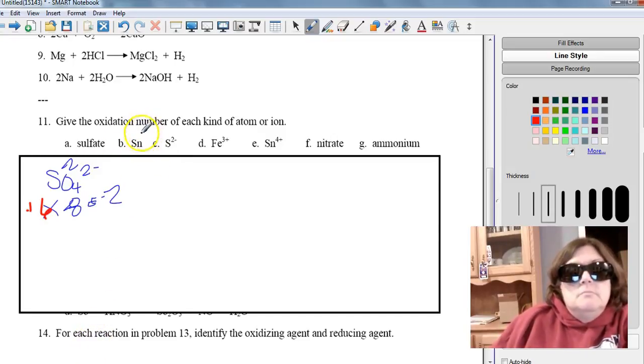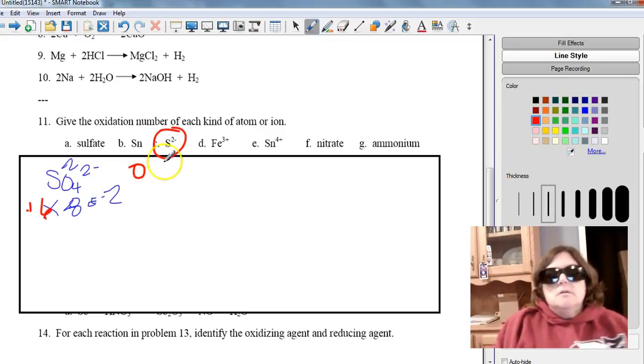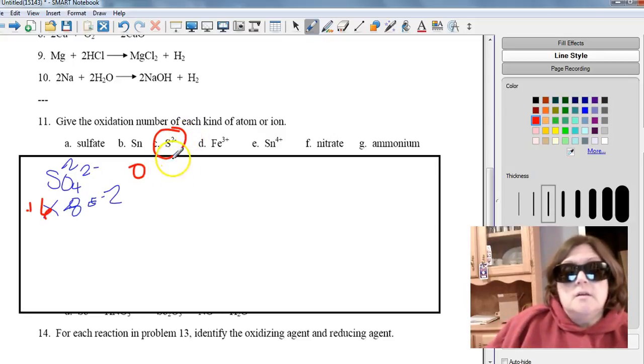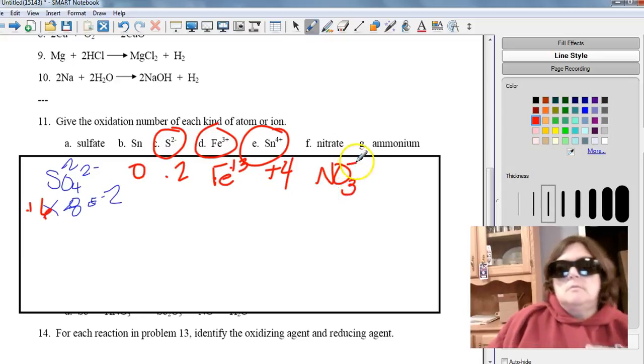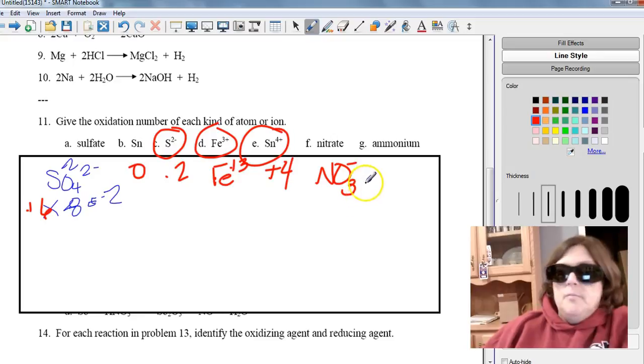Next one, tin, by himself, an element, he's a 0. Next one, sulfide. He's a sulfide because he is an ion, and his ionic charge is given. He's a -2. Iron here, we know it's given as a +3. Tin +4. Nitrate. Once again, polyatomic. You can get it from the back of the periodic table. Going to add up to -1. That looks like a 7.